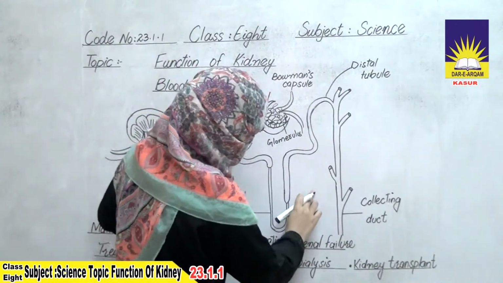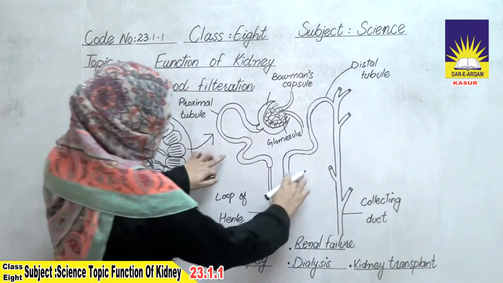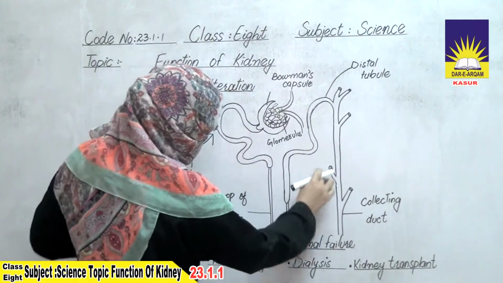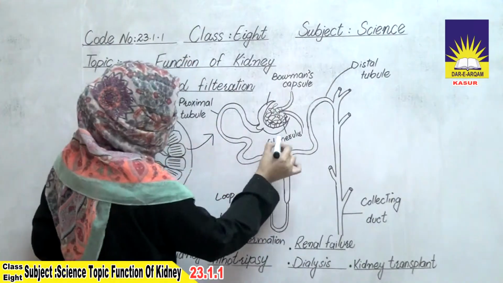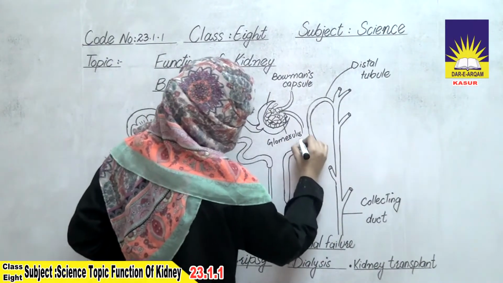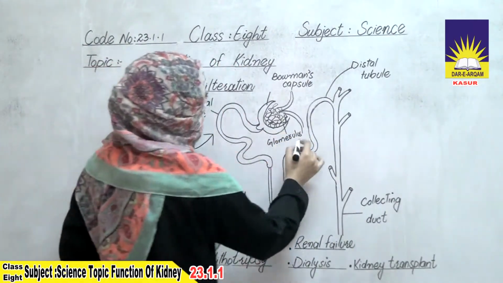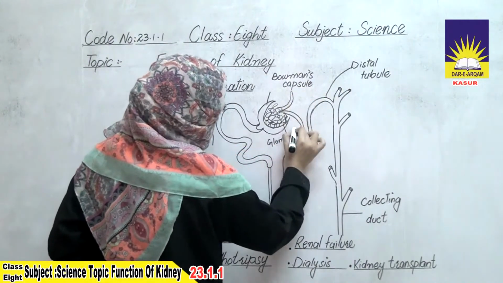This is the structure of nephron. In this nephron, many structures are present. The main structure is glomerulus. Glomerulus is the main structure for the blood filtration. These are capillaries and these are veins.